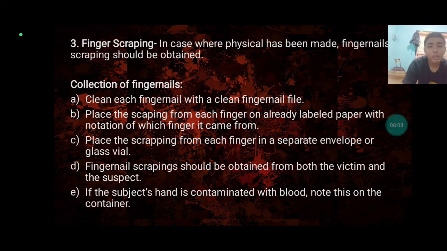So, the collection of fingernail scrapings: clean the fingernail with a clean file. Place the scrapings from each finger on a labeled paper, with a notation of the finger it came from. Place the scrapings from each finger in a separate envelope or glass vial. Fingernail scrapings should be obtained from both the victim and the suspect. And if the subject had contaminated blood, note this on the container.